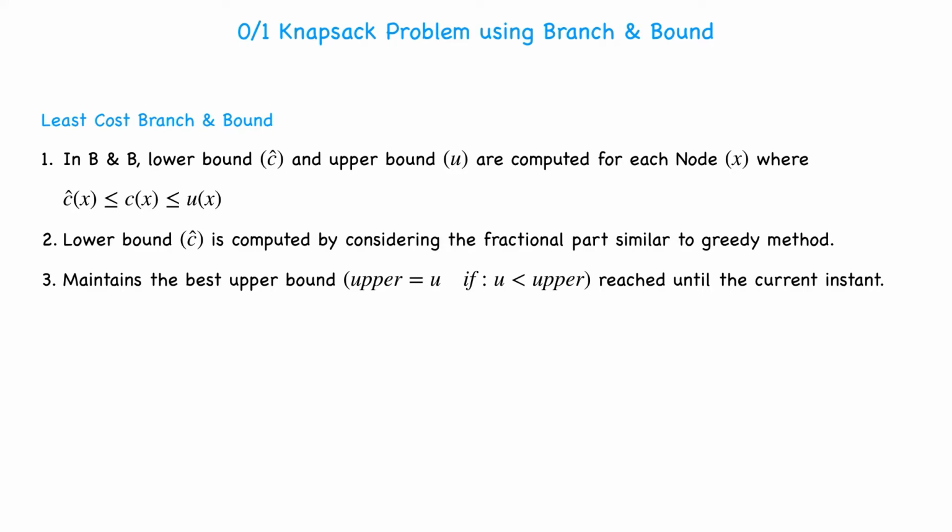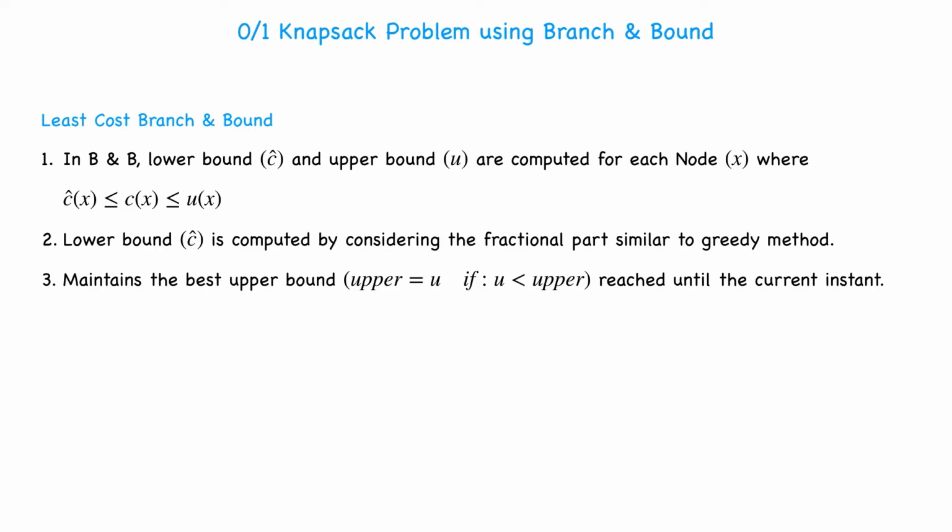So how does the algorithm work? The core of the algorithm works based on a best upper bound, and this upper bound keeps getting updated based on the new upper bounds the nodes generate. Every node has an upper bound U and a lower bound C cap, and there is one common upper bound, the best upper bound which we have found till now across all nodes. We maintain these three: U, C cap, and a common or the best upper bound which is called upper.